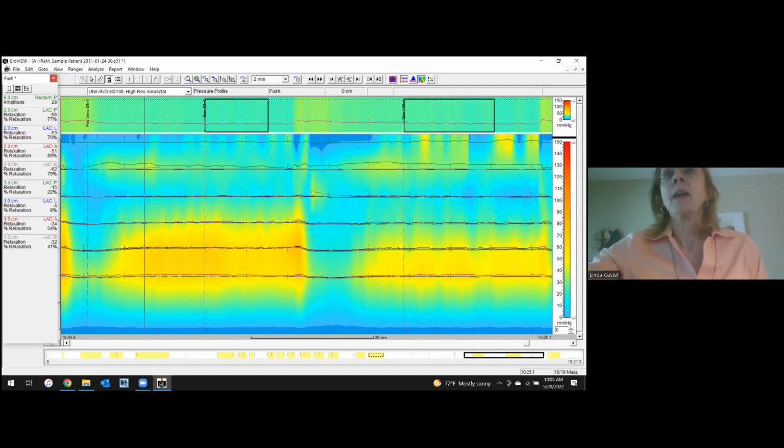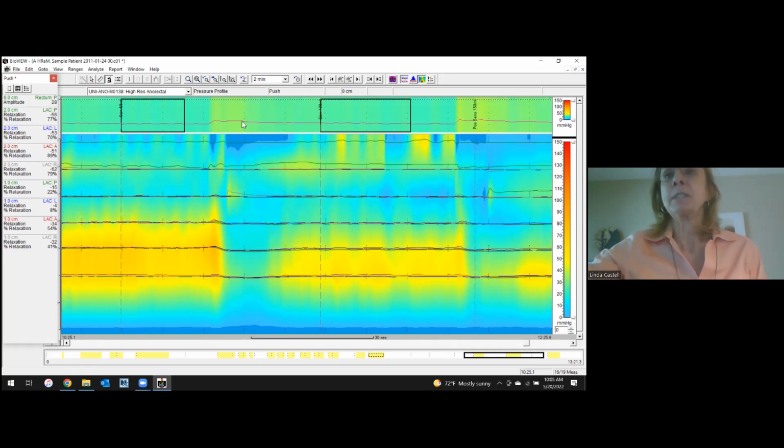And they waited 30 seconds for the body, or the rectum, to accommodate it. Then they took another measurement. So if you look at the pressure at 50, it's no higher than 100. So that means the rectum is accommodating that volume.